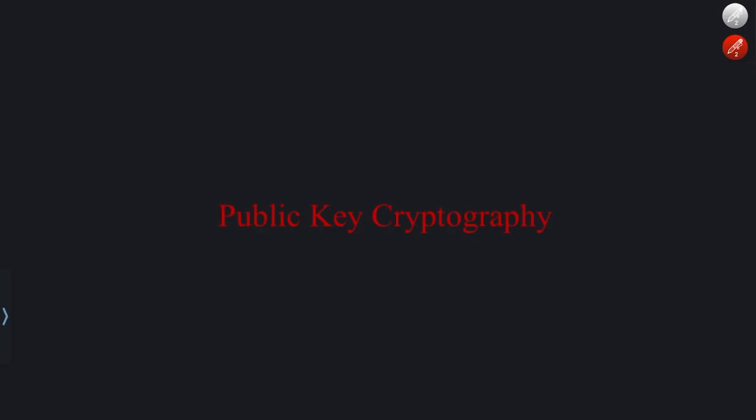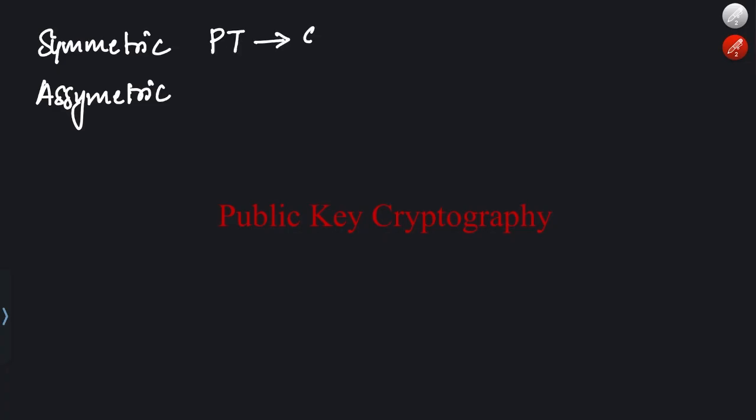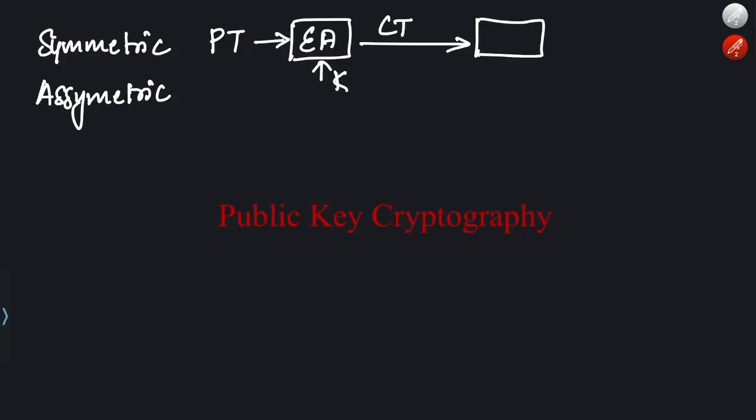So let's get started. Before moving on to public key cryptography, let me brief you about symmetric and asymmetric cryptography. In symmetric cryptography, there is a plain text which is given to the encryption algorithm. A secret key is provided, and with the help of this, we get the cipher text. This cipher text is again transferred to the decryption algorithm along with the key, and then we get the plain text back. This is how the cryptography works.